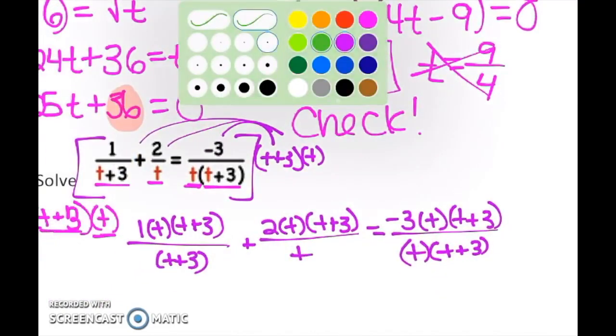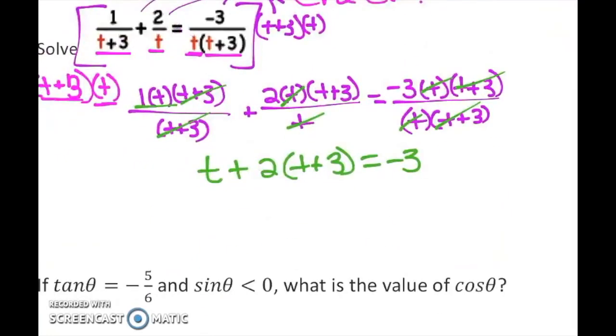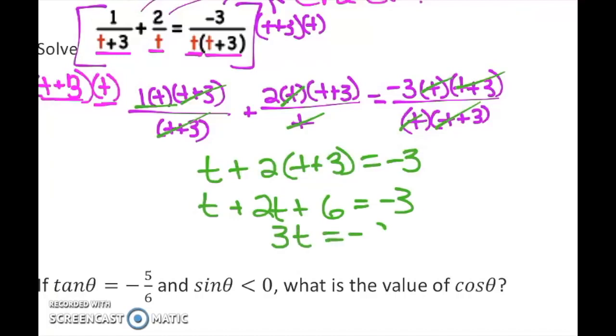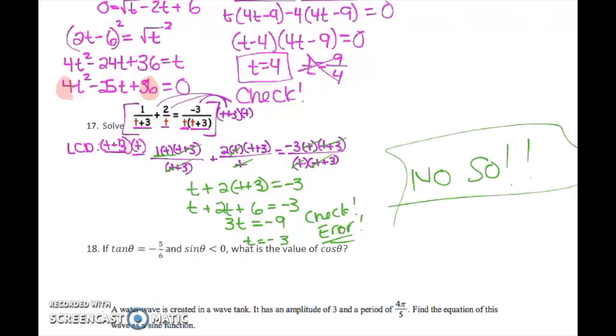So, cancel city. t plus 3's cancel. All that's left is 1t. t's cancel. All that's left is 2 times t plus 3. t's cancel. t plus 3's cancel. All that's left is negative 3. So I wind up here with t plus 2t plus 6 equals negative 3. 3t equals negative 9. t equals negative 3. Now I'm going to check that. Guess what? There's an error when we check. And so that means there is no solution. Which happens. That's okay.